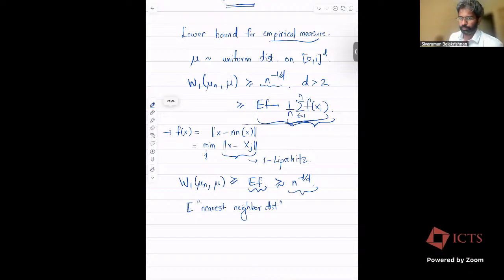Questions? Can you go over that inequality again? Why is W1(mu, mu_n) greater than the expectation of F?